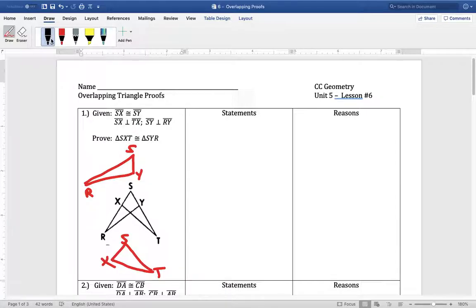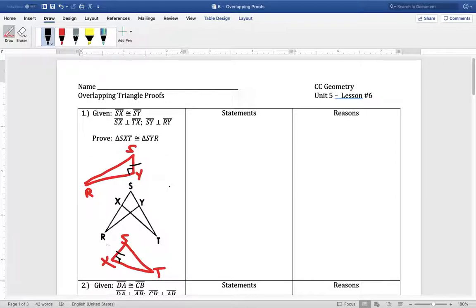So I'll label on here SX, which is this piece, is congruent to SY, which is this piece here, and SX is perpendicular to XT, so you have a right angle here, and SY is perpendicular to RY here, and right now it kind of appears that we don't have any other givens to give us parts.